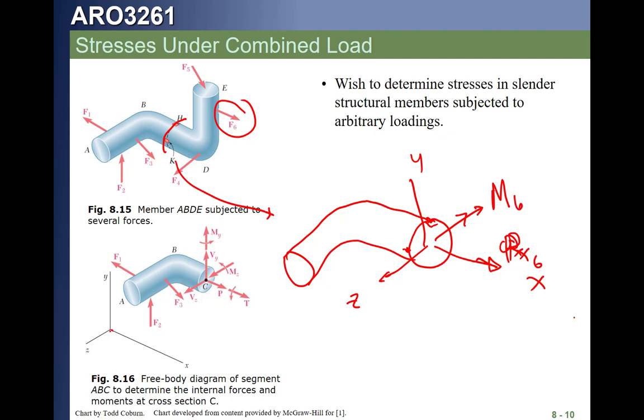Now we've resolved this into all its components here. This is going to cause a normal stress on this point, and this is going to cause a normal stress on this point. So the stress at point H is going to be a combination of P, the axial stress due to this force, and the MC over I due to the moment. At this element over here, we see that this is also giving a normal stress, but that this moment is giving nothing.